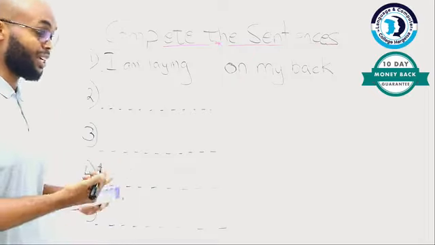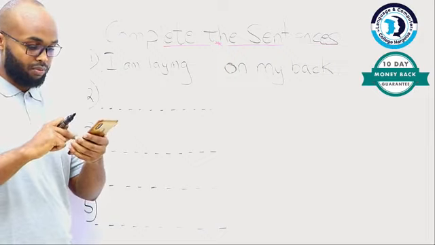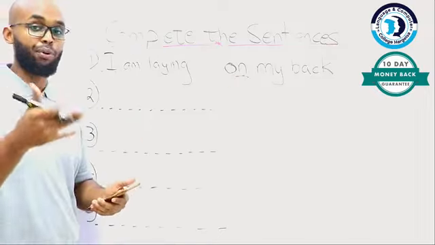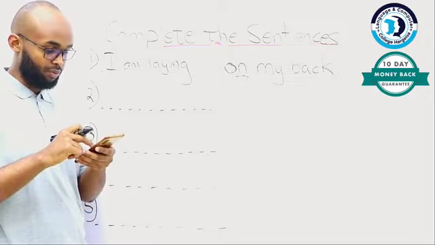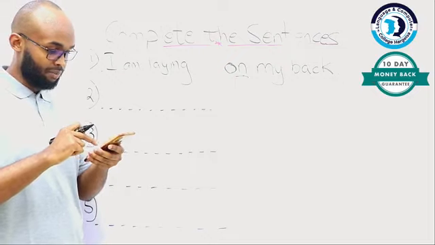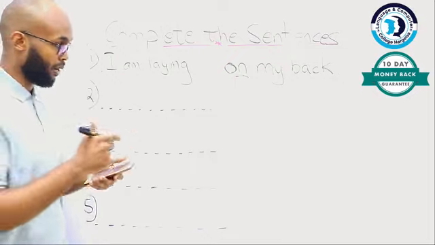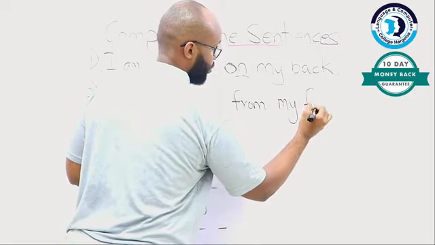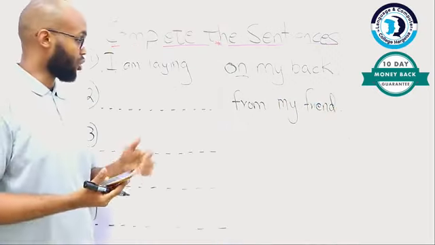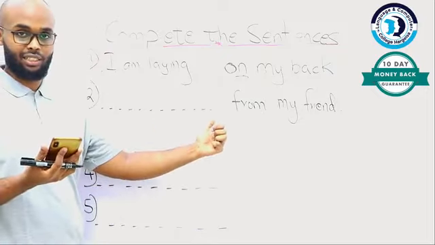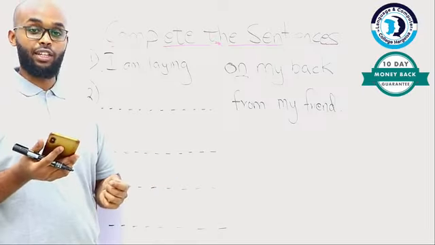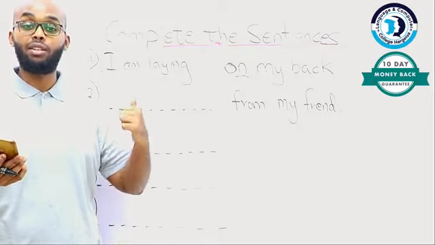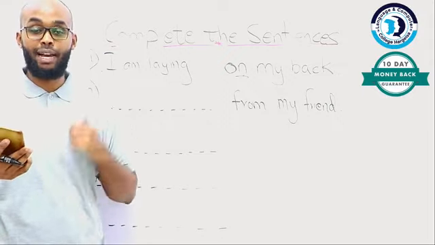Okay, we can do another one. Number two: we can change the preposition. In place of on my back, we can also say from my friend. Try to complete the sentence. From my friend. I'll give you an example: I came from my friend.